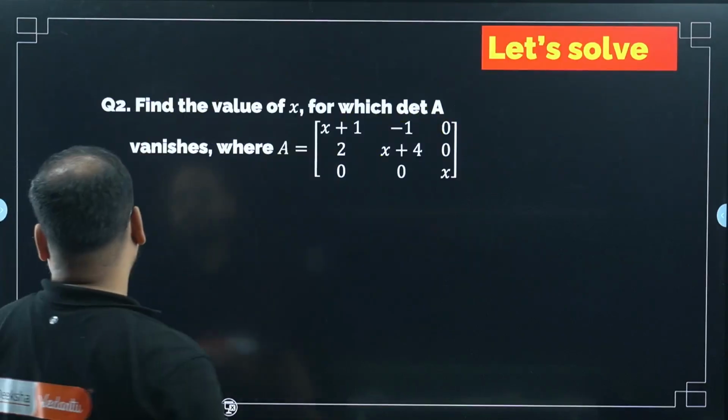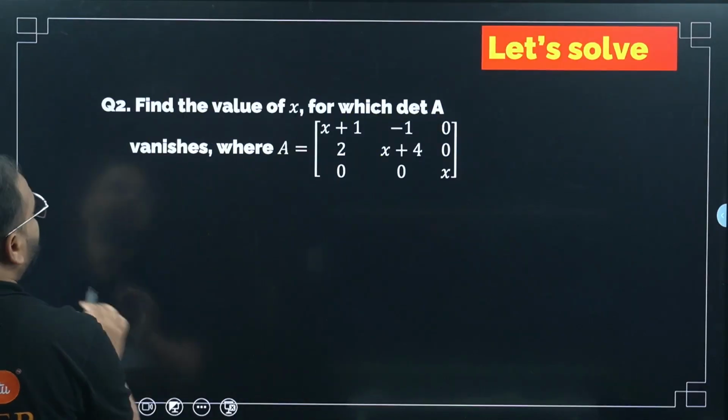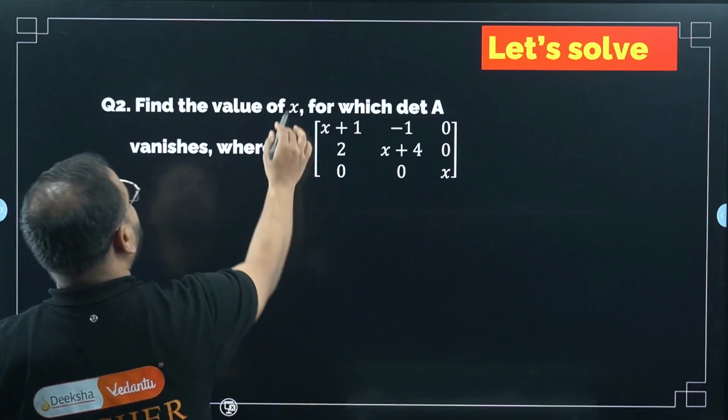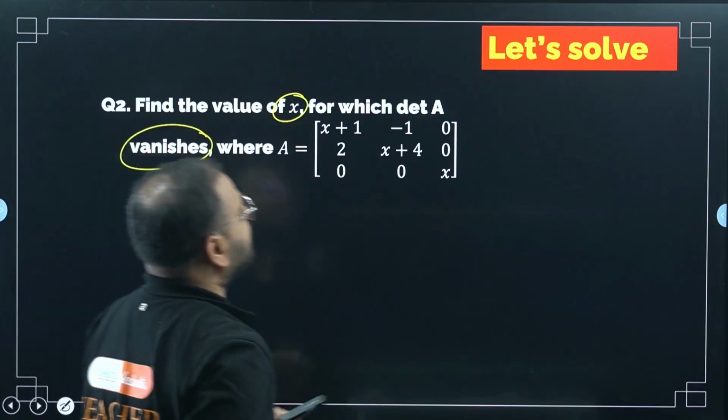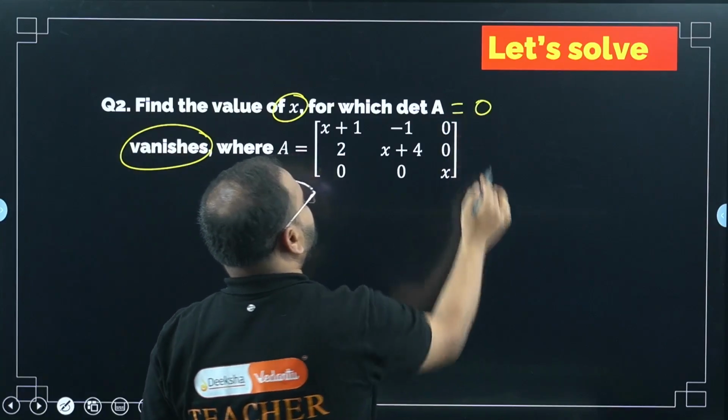All right, sir. Coming to the question side now. What does this question say? Find the value of x for which determinant A vanishes. Means what? Determinant A is 0. Correct, right? So how will you find this?